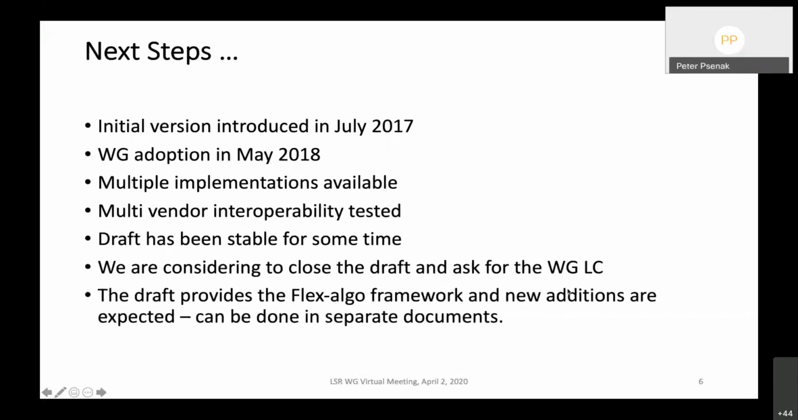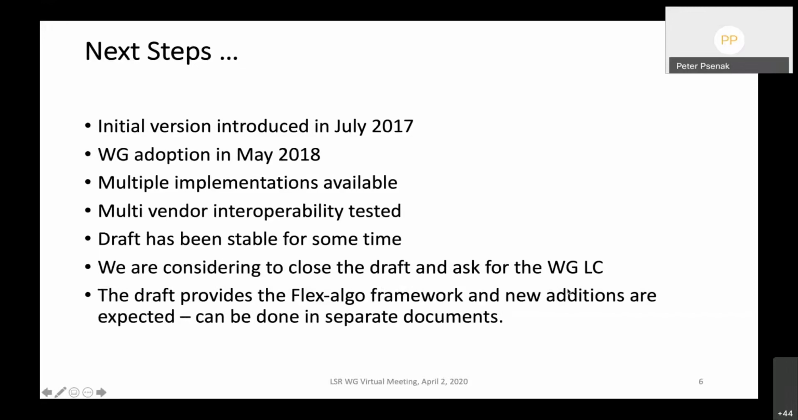The next step: this draft is now almost 3 years old. The working group adoption happened 2 years back. We have multiple implementations available. We have some multi-vendor interoperability testing done. The draft has been stable for some time. These are small details, nothing that changes any fundamental operation of Flex-Algo. We are considering closing this draft and asking for a working group last call.